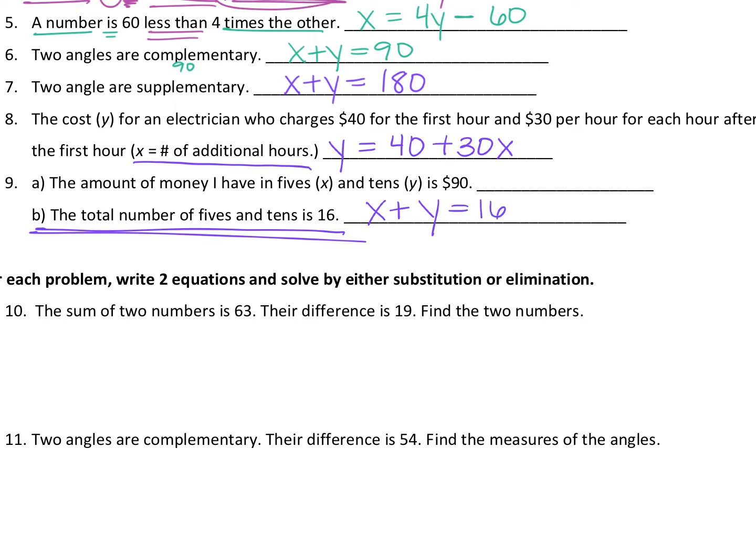But now we're talking how much money. What do we got to do, Roman? 5x plus 10y equals 90. Yes, 5x. So it's $5 for each x that we have, plus 10 times y equals 90.